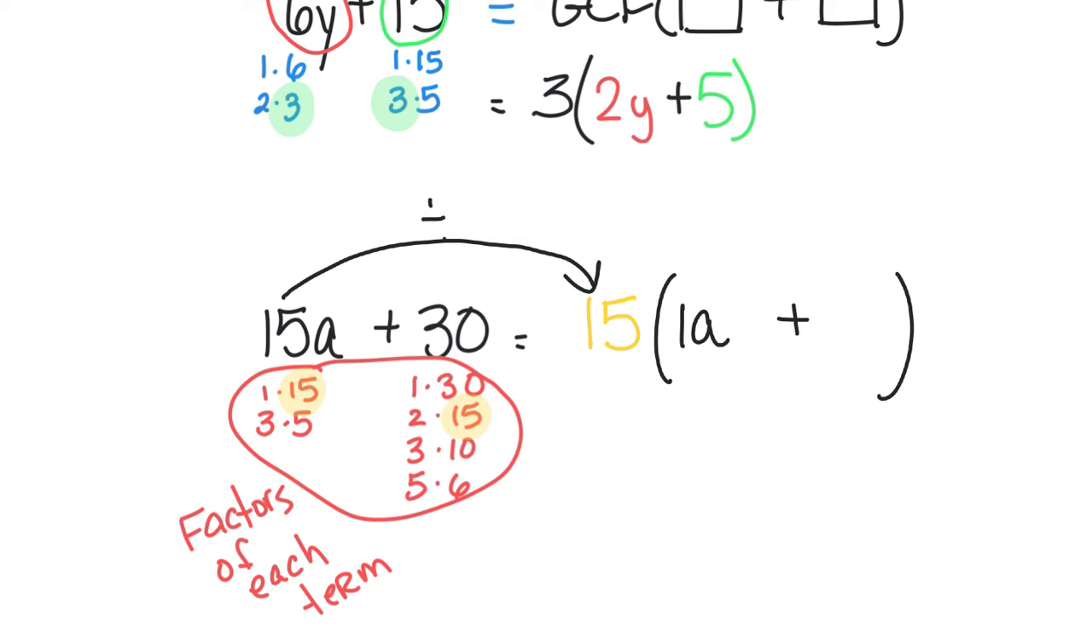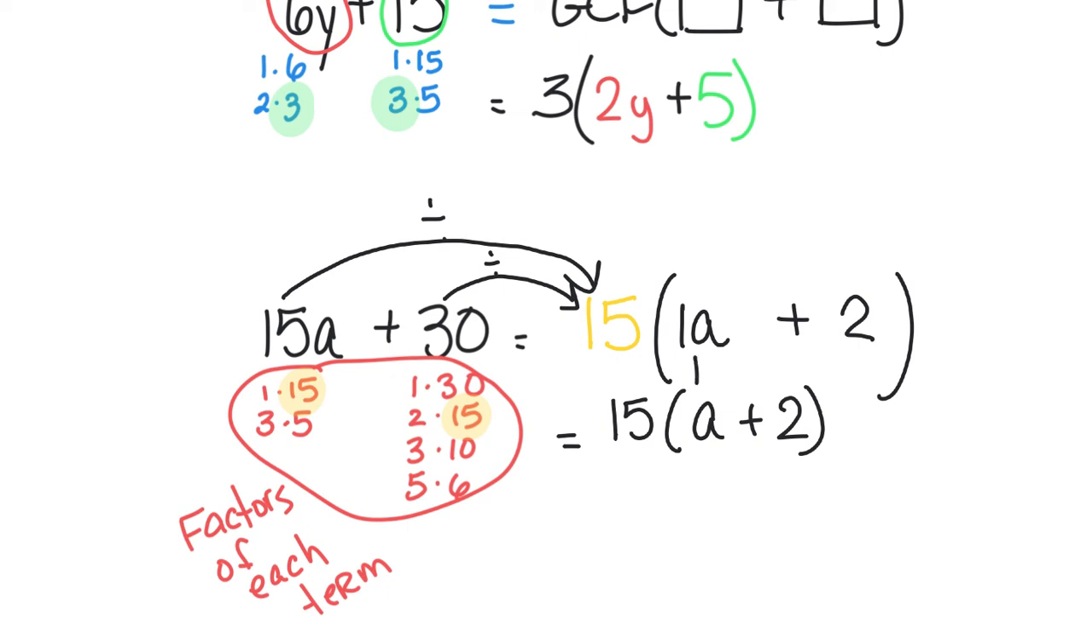So now take 30 and divide it by 15. So that gives you 2. So if I want to write it factored completely, I'm going to put 15 times A plus 2. Easy. Easy peasy when it's all positive. But what happens when I throw in some negatives?